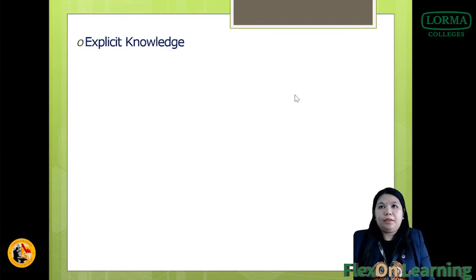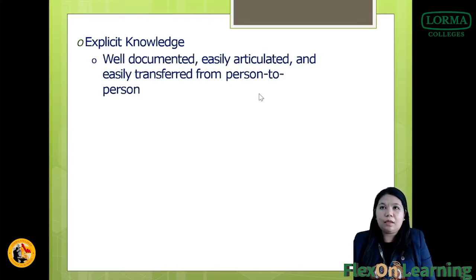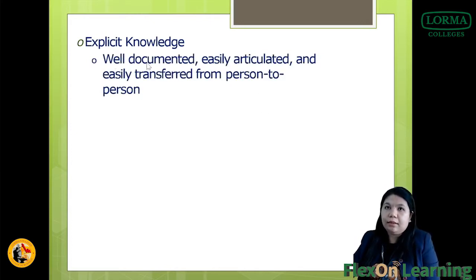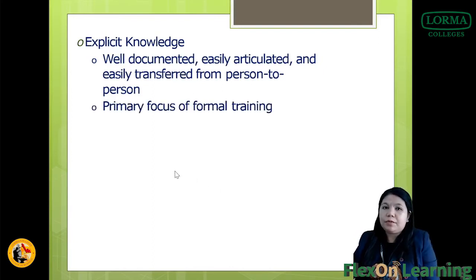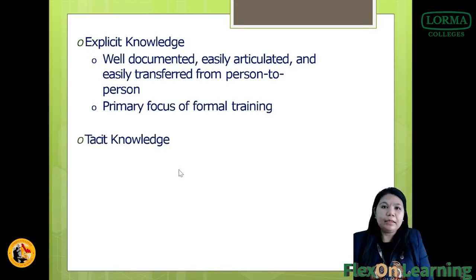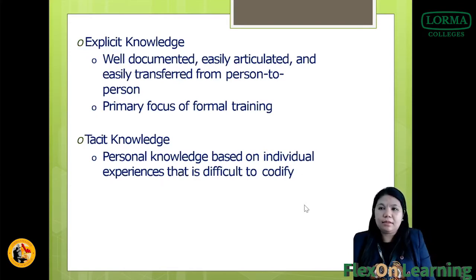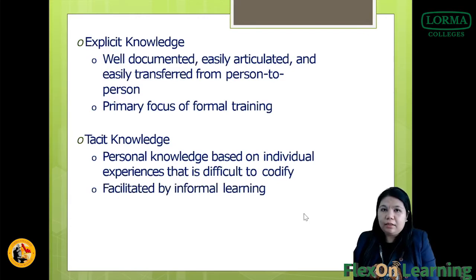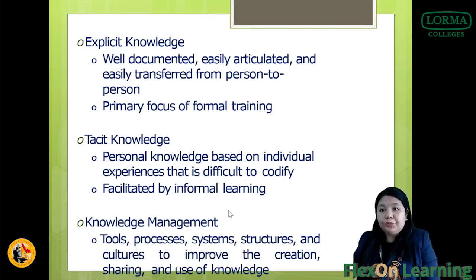And out of it, we have two types of knowledge. We have the explicit knowledge that is well documented, easily articulated, and easily transferred from person to person. Primary focus is on formal training. Then the tacit knowledge, we have the personal knowledge based on individual experiences that is difficult to codify. And it is facilitated by informal learning. The knowledge management are the tools, processes, systems, structures, and cultures to improve the creation, sharing, and use of knowledge.